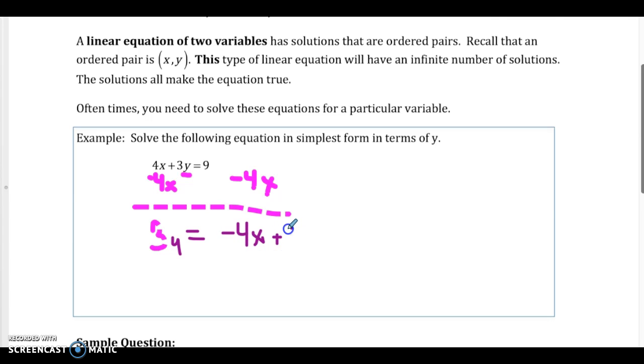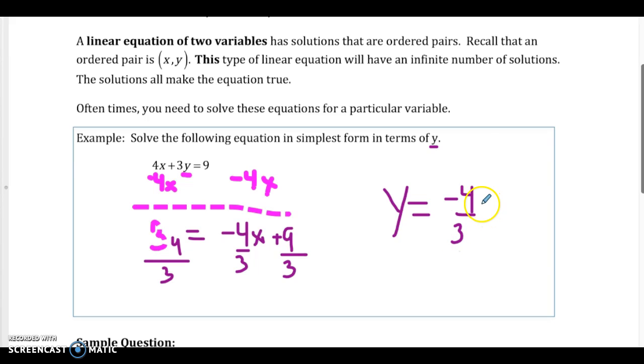Okay, so now the equation here asks us to solve for y, not 3y, not 4y, not negative y, but 1y. So our final step here is then to divide everything by 3 so that we can isolate that y value. And we will be left with y equals negative 4/3 x plus 3. And we have solved for y.